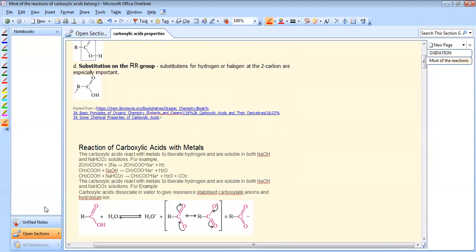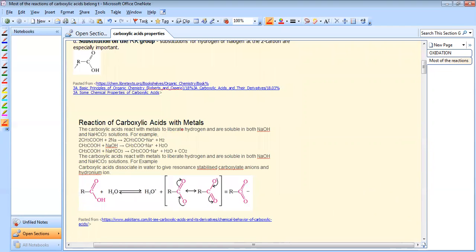Okay, let's see. So these are the reactions of carboxylic acid with metals. Generally, in this reaction what happens? The breakage of the OH bond takes place. So this is our carboxylic acid species. In that, what happens? This bond will be broken when it is treated with a metal.